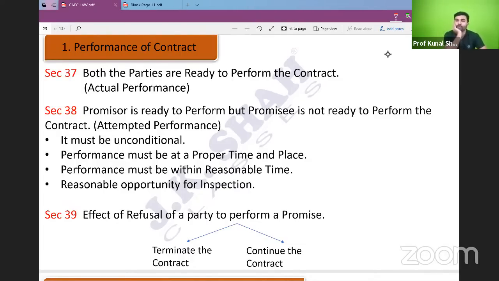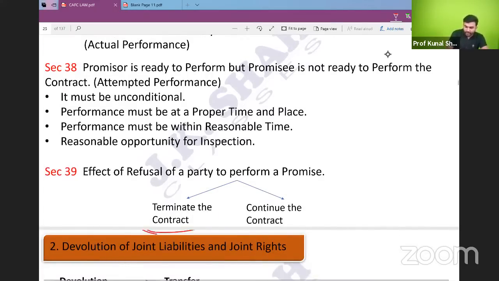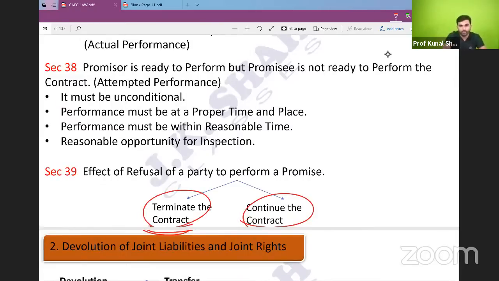Whenever a person refuses to perform, in that case the other party can either terminate the contract, or the other party can still make the contract continue in nature. So it is the option given to the aggrieved party over here. That is nothing but section number 39.